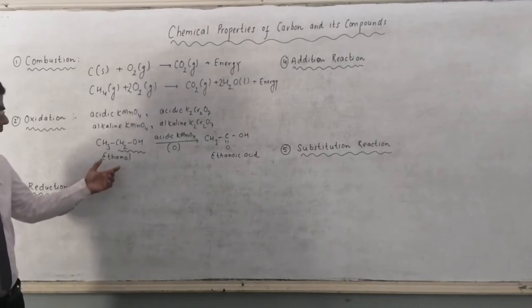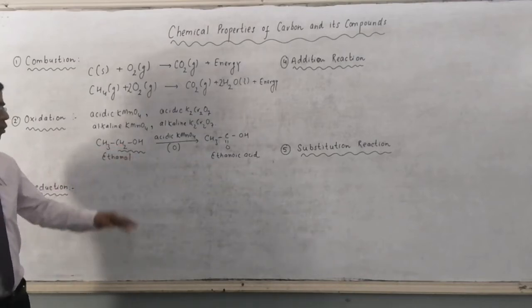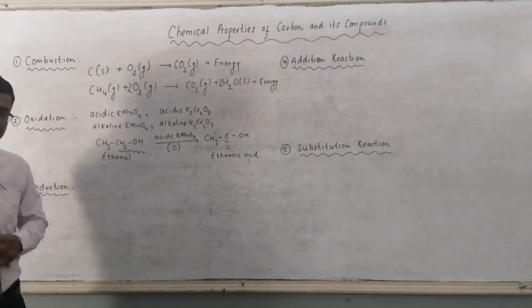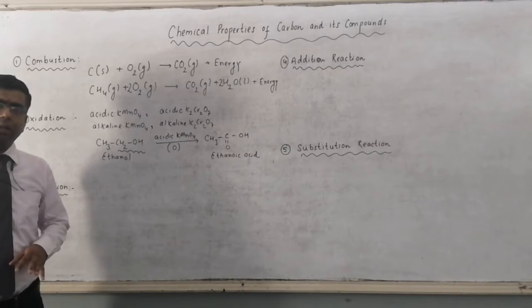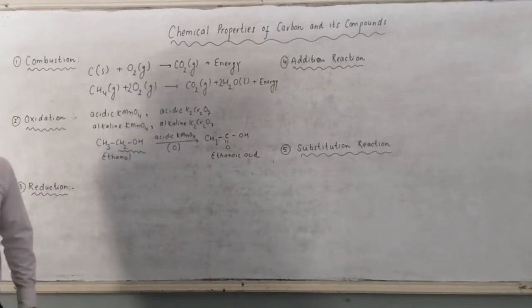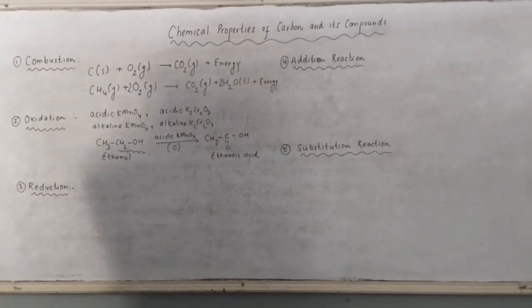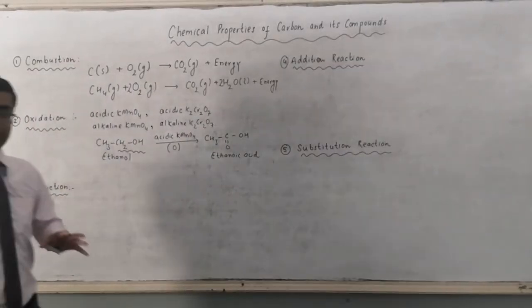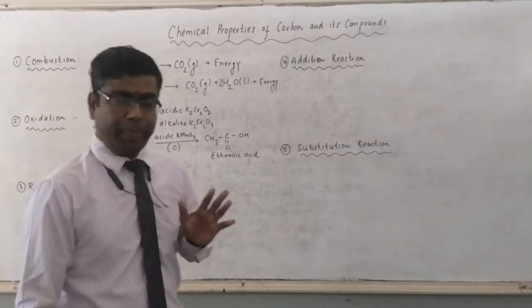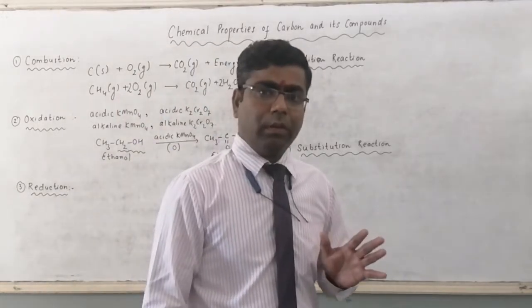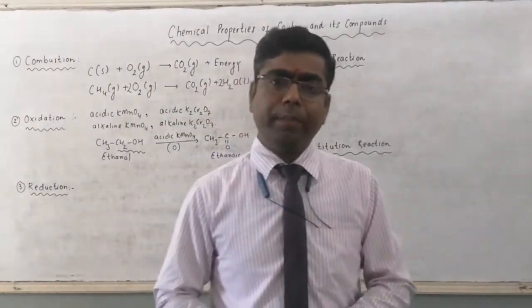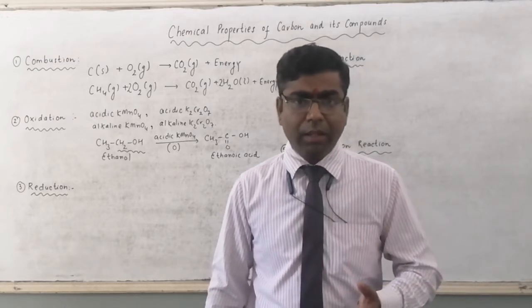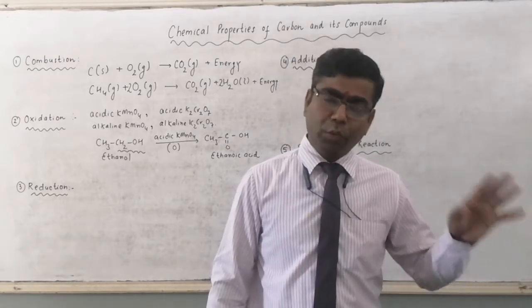So conversion of ethanol to ethanoic acid in presence of acidic KMnO4 is a type of oxidation reaction, and acidic KMnO4 here acts as an oxidizing agent. Then we have reduction. Reduction is opposite to oxidation. In reduction reaction, H atoms are added and O atoms are removed.